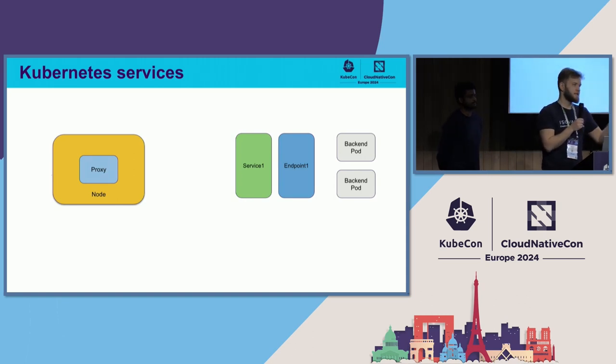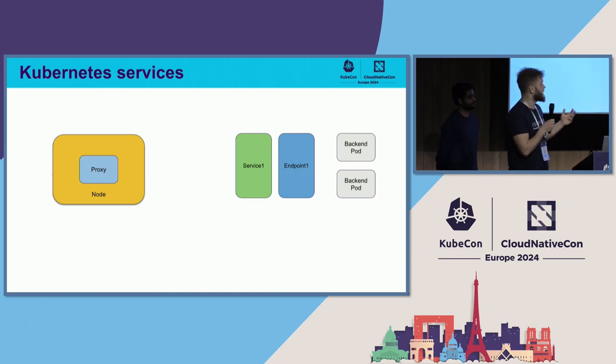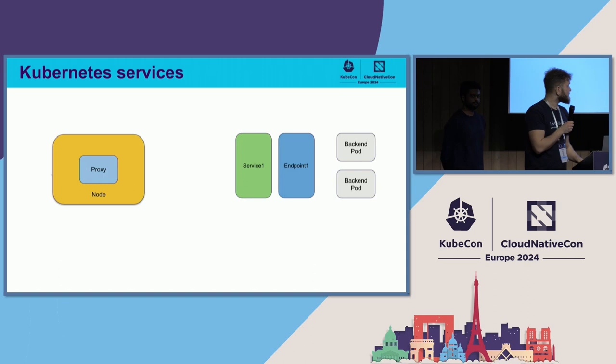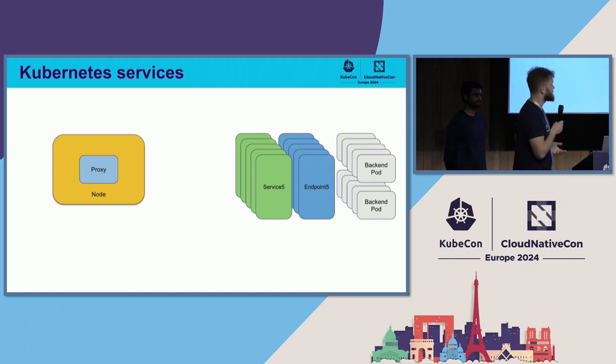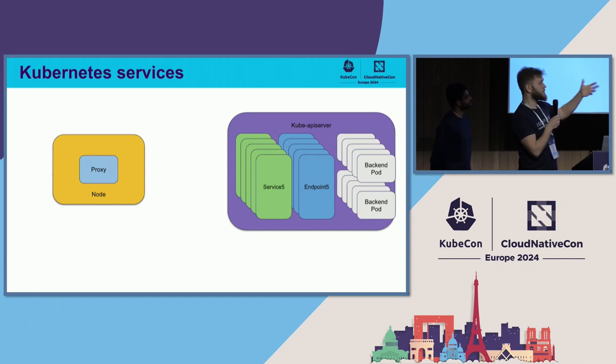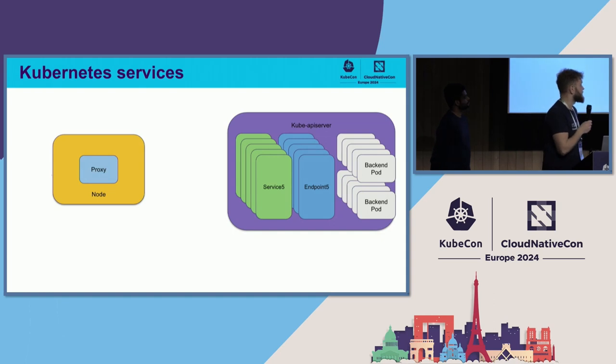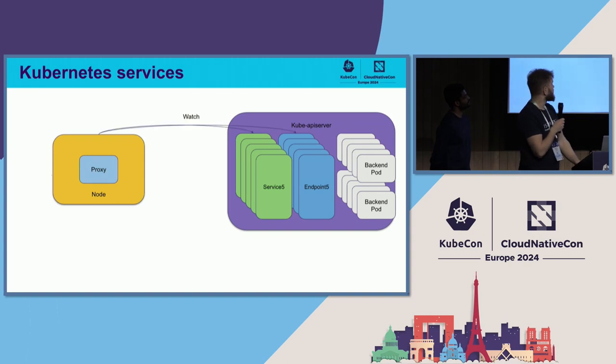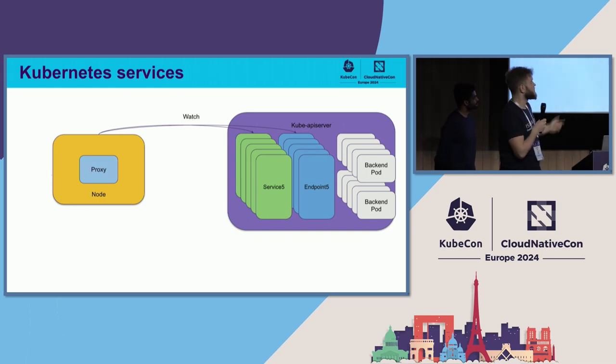First of all, obviously you have the service object and the endpoint object. The endpoint object is essentially a list of IPs of all the backend pods that are behind the service. Of course we have a bunch of services, a bunch of endpoints, and corresponding backend pods behind the services. All these objects live in kube API server, so they are served to kube-proxy for read requests from kube API server. Of course the proxy is running on one node, and it needs to understand all the services and all the endpoints. So it initiates a watch request to kube API server to get all the updates of services and endpoints.